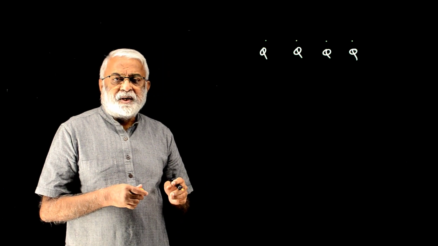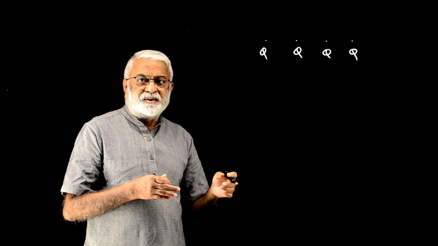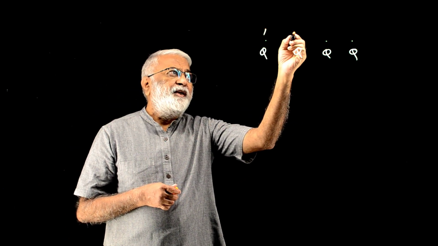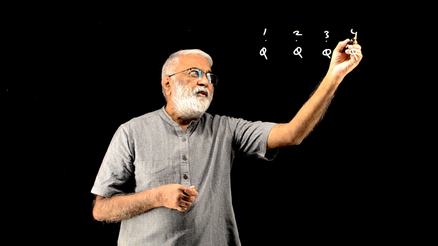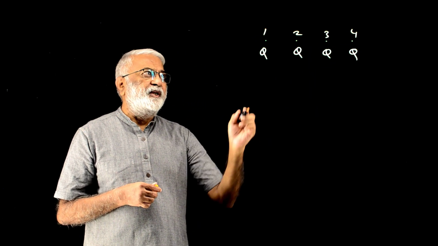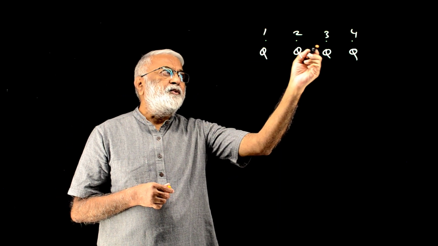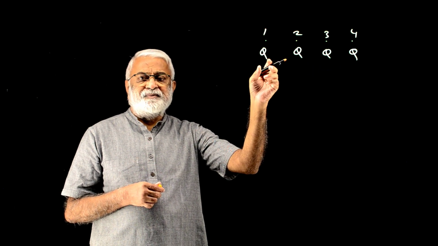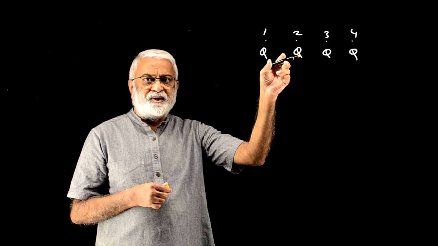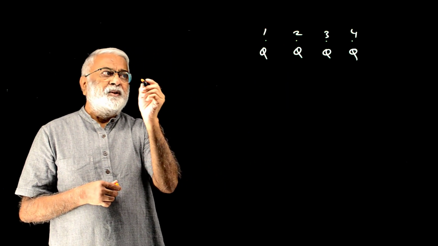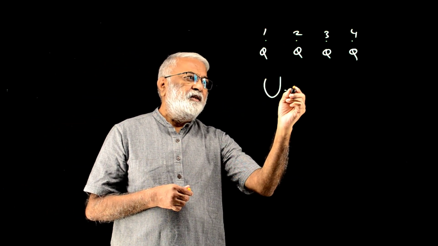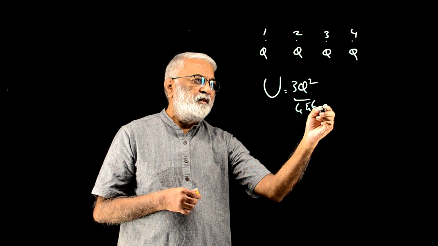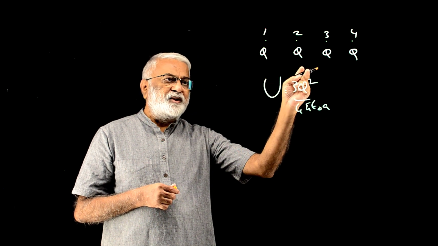Let's get this calculation going by counting the pairs. Well, we have to count the pairs without duplication. So we have pairs 1, 2, 2, 3, 3, 4 all identical. So each of them has energy of q squared by 4 pi epsilon 0 A. So U would be 3q squared by 4 pi epsilon 0 A. This is for the pairs 1, 2, 2, 3, 3, 4.